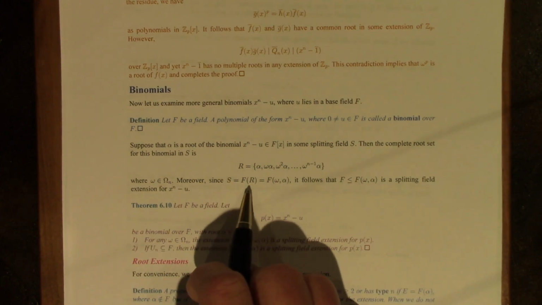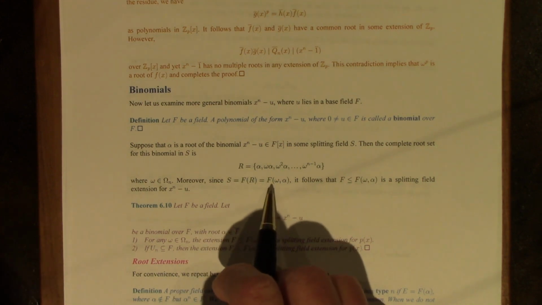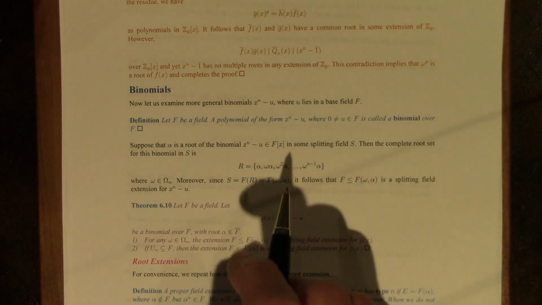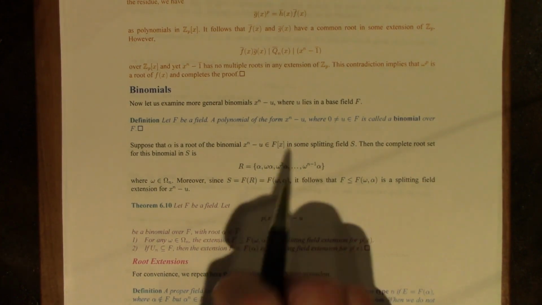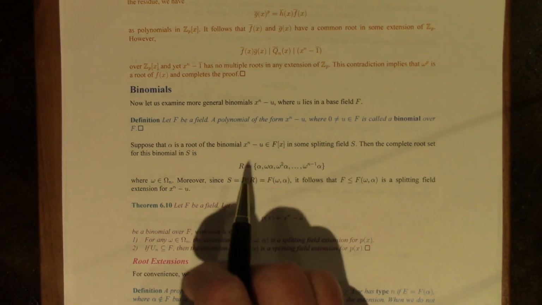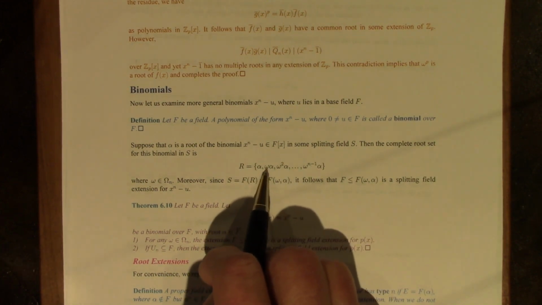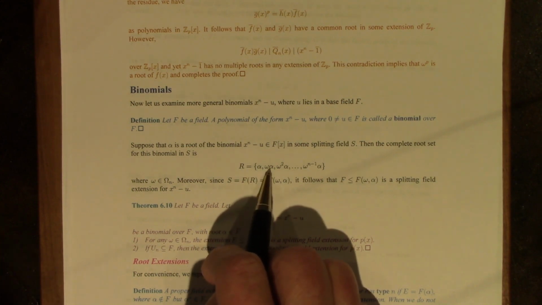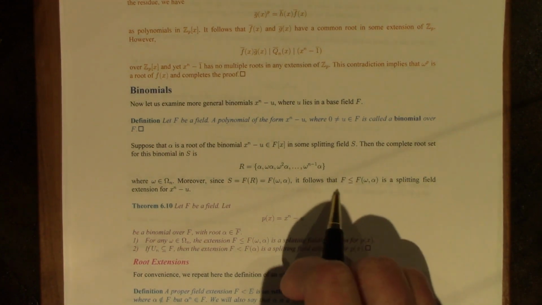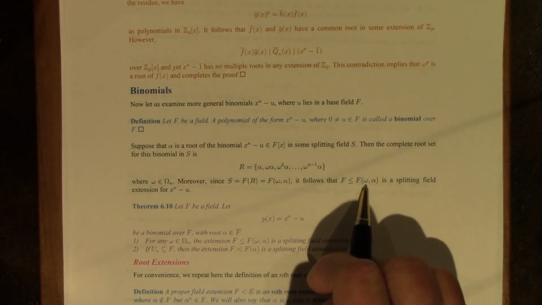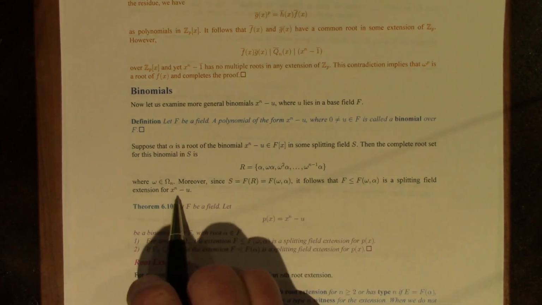And since the splitting field is F with the roots adjoined, that's the same as F with omega and alpha adjoined. Because if you have omega and alpha, you have all of the roots. And if you have all of the roots, you have alpha and omega alpha, therefore you have omega. So that's why this equality holds. So it follows then that this is in fact the splitting field for this binomial.